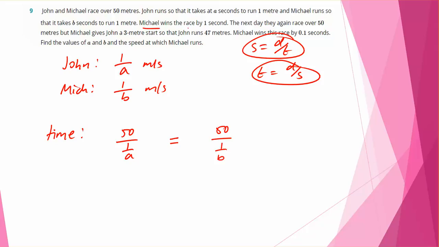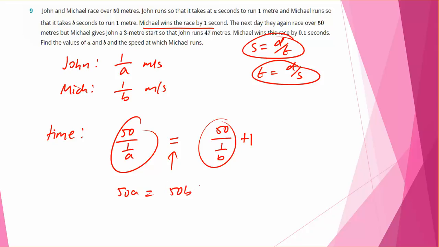Now we know that overall, Michael wins the race by 1 second. So this part's Michael, this part's John. This is the time of Michael, this is the time of John. If Michael wins the race by 1 second, I need to add 1 second here for them to be equal. Let's simplify this equation because we don't really want fractions. To get a nice equation, you can move the A from the top, so it's 50A equals 50B plus 1. So I've got my first equation.